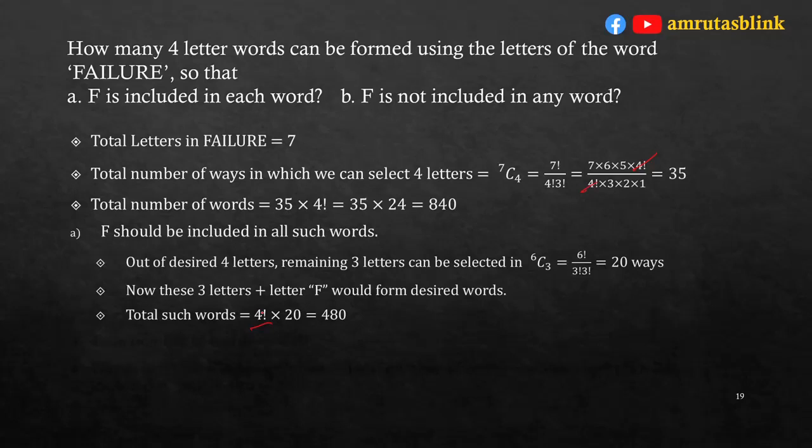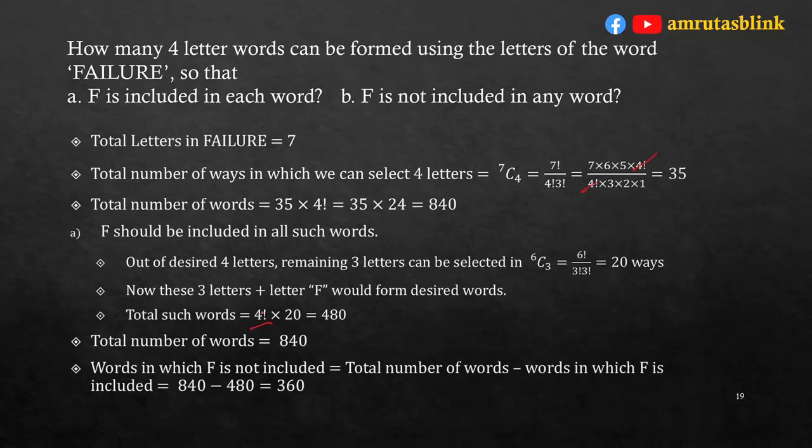There is no fixed position that it should be at the start, it should be at the end. So we can make any combination of F. So ultimately total number of arrangements will be 4 factorial, and hence total such words are 4 factorial into 20, that is 480. Now there is a second condition, that in how many of them F is not included.